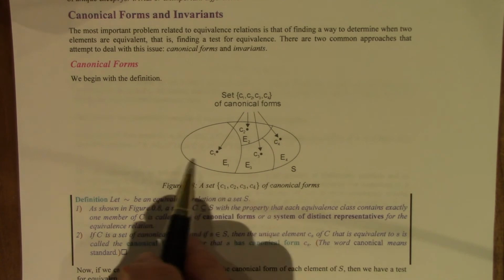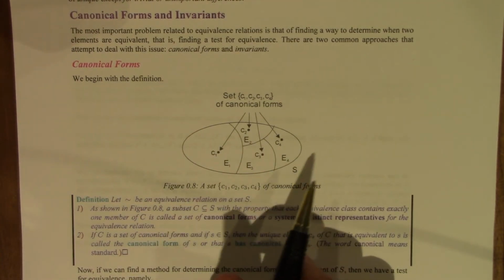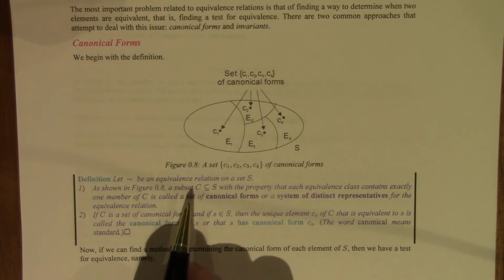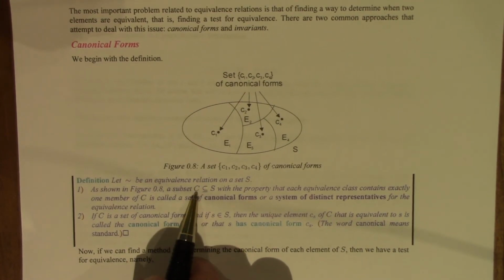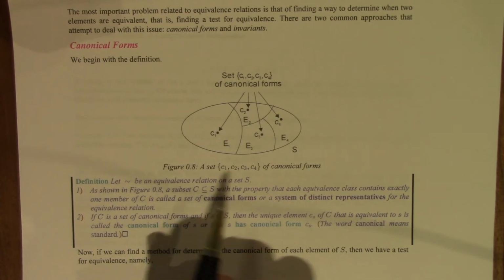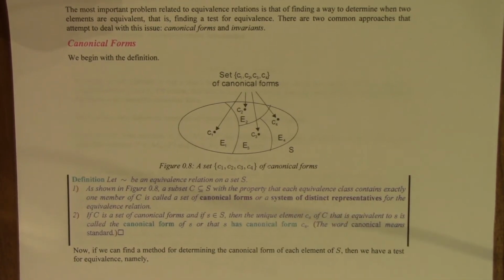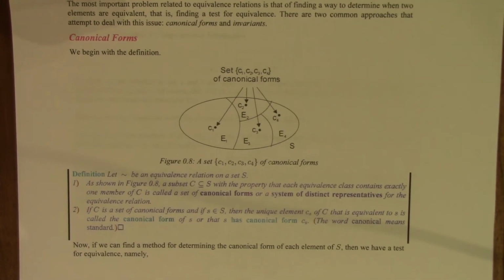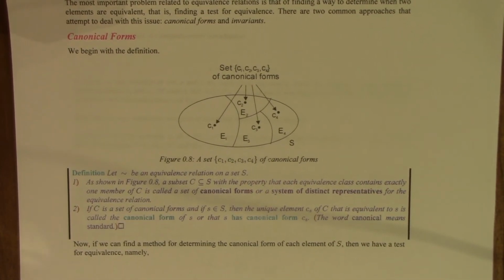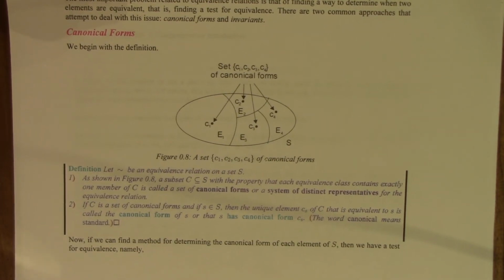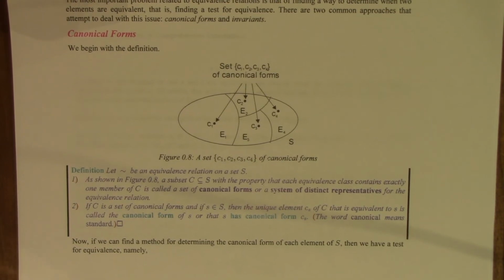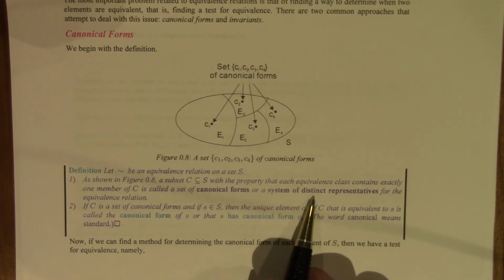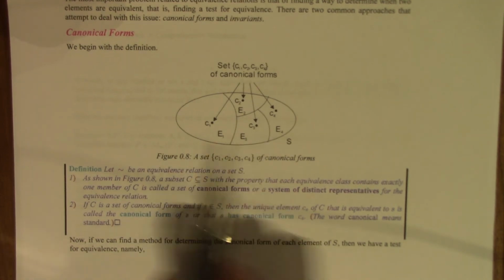Here's a set. Here is a partition into equivalence classes. So we have an equivalence relation here. A subset, which I called capital C, of the set S, with the property that each equivalence class contains exactly one member of C, is called a set of canonical forms. Another term is system of distinct representatives. In a way, that's a nicer term because it seems a lot more descriptive. A system of distinct, meaning one each, representatives of the equivalence relation.